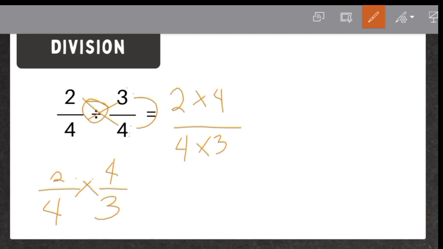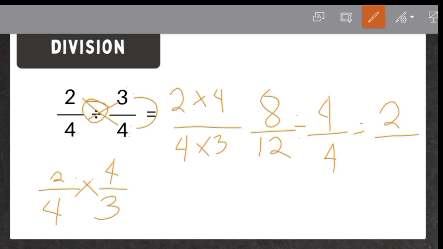Anyway, 2 times 4 is equal to 8. 4 times 3 is equal to 12. Is that our final answer? No, since just like multiplication, we need to get the lowest term. So we need to simplify. Their GCF is 4. Now divide. 8 divided by 4 is 2. 12 divided by 4 is 3. So our answer will be 2 over 3.